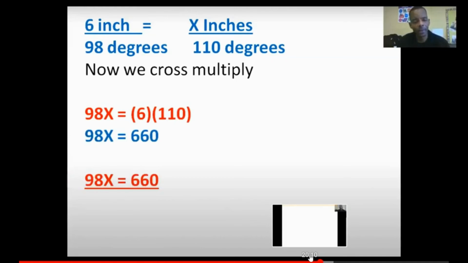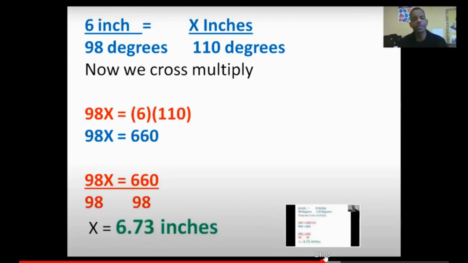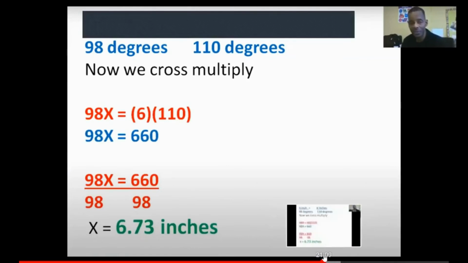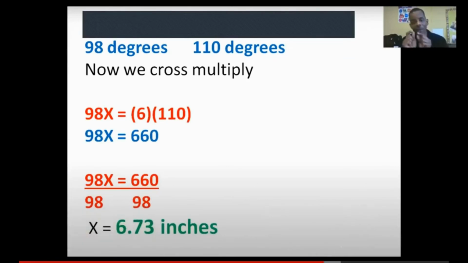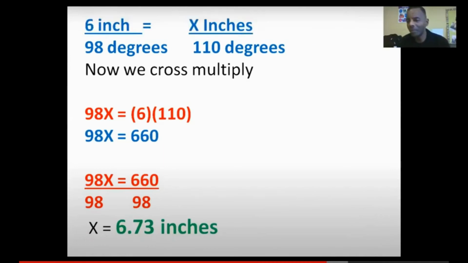We divide both sides, as you know, by 98. 98 divided by 98 is 1. That knocks that out to 1, leaving us with 6.73 inches. So he only has to increase the thickness just a few more inches to handle a fire of 110 degrees. Very, very crucial that we know how to do these types of problems and get our math on because we don't want anyone to get burned or lose their life. Mathematics is so, so important to learn.